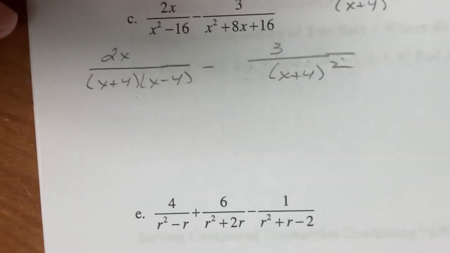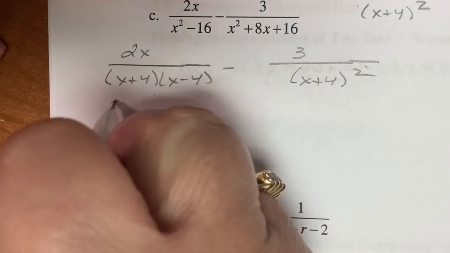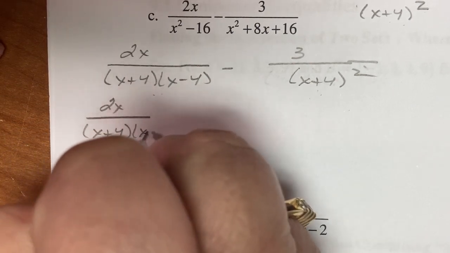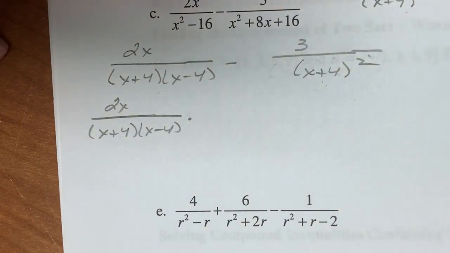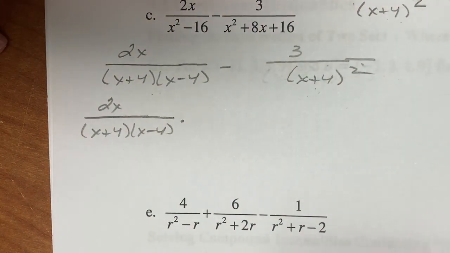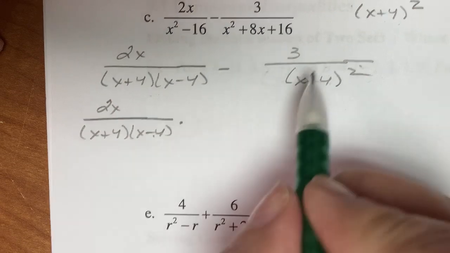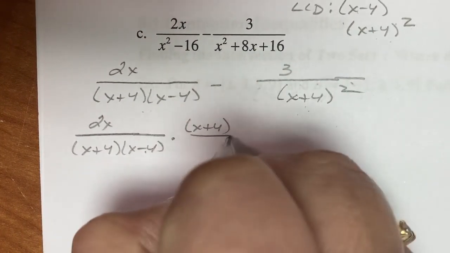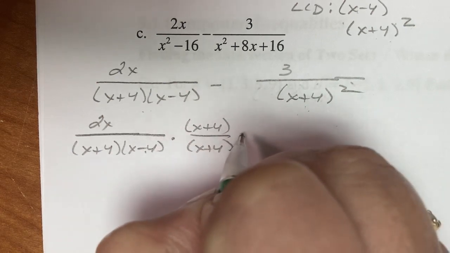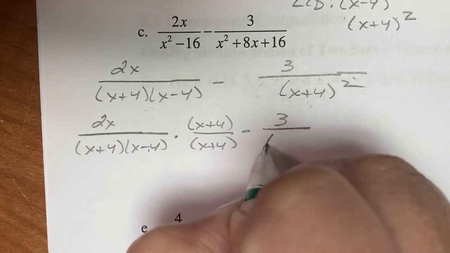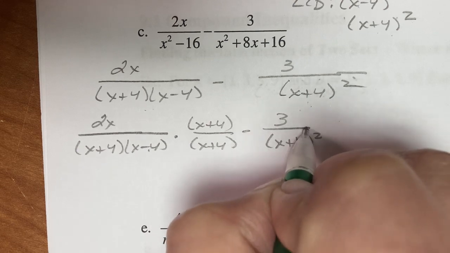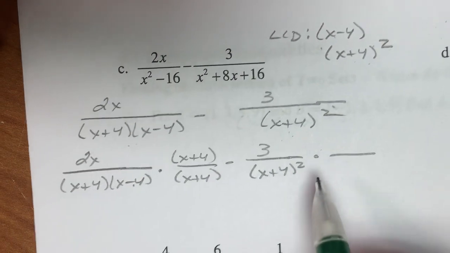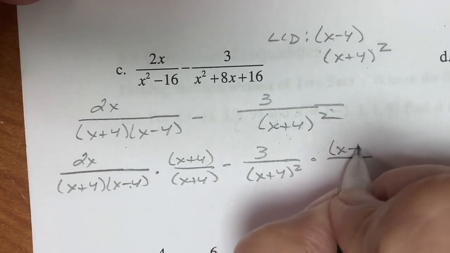So let's see, we have 2x times x plus 4 times x minus 4. We're going to have to multiply top and bottom by what's missing. If I need this to look like my LCD, well, it's going to be another x plus 4. Minus 3 times x plus 4 squared. So we're going to have to multiply top and bottom here also by something. Well, what's missing? It looks to me like it's x minus 4.